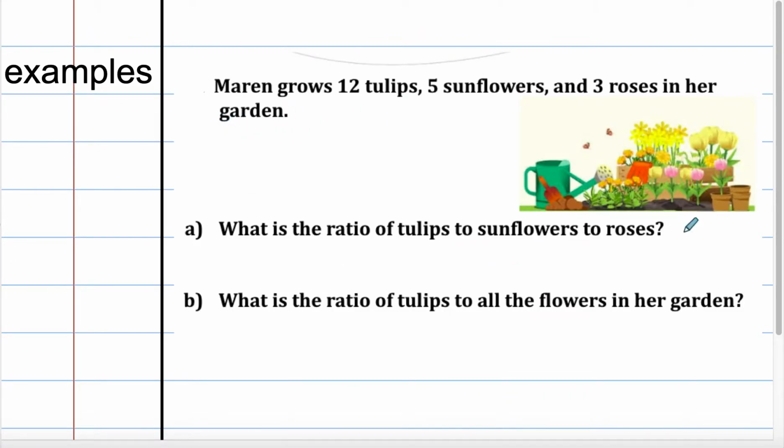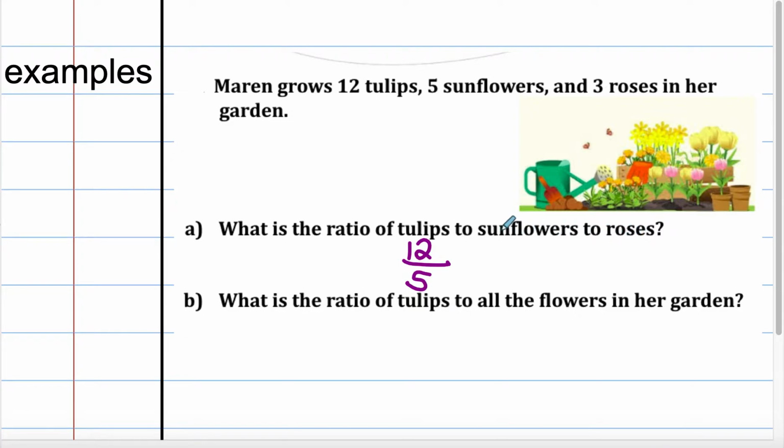So let's do an example. Maren grows 12 tulips, 5 sunflowers, and 3 roses in her garden. What is the ratio of tulips to sunflowers? So tulips, there are 12, and there are 5 sunflowers. I should always look if I can simplify, but that's it, 12 to 5.